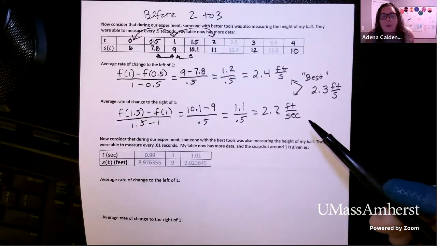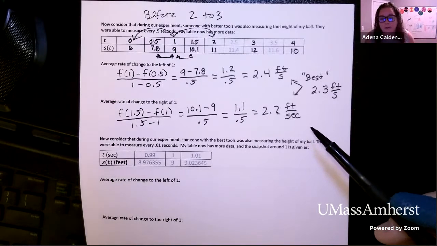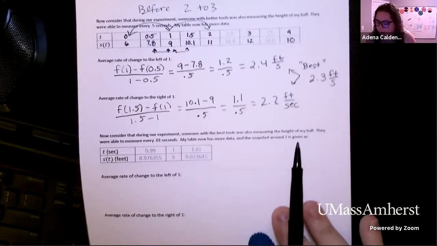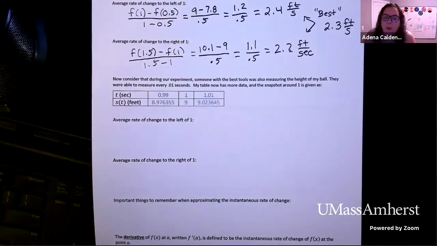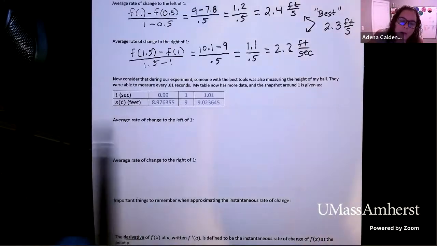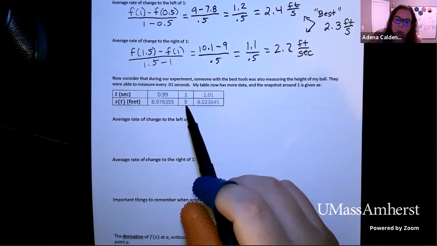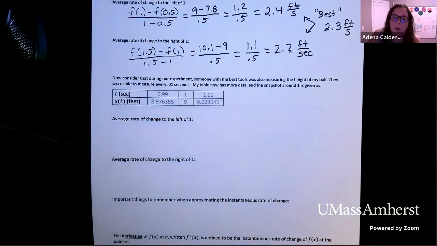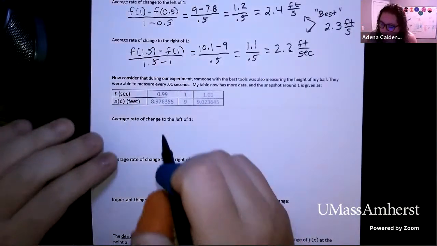Now, just like before, the only way we would be able to make this better is if we could get data closer to 1, right? And so we'd have to have some really precise instrumentation, but let's say for sake of argument that our instrumentation was super duper good and we were able to calculate to the 1/100th value here, closeness to 1. So again, we know at 1, we have a height of 9, but now we know what's happening at 0.99 seconds and 1.01 seconds, right? If that was the case, we would be super close to 1.